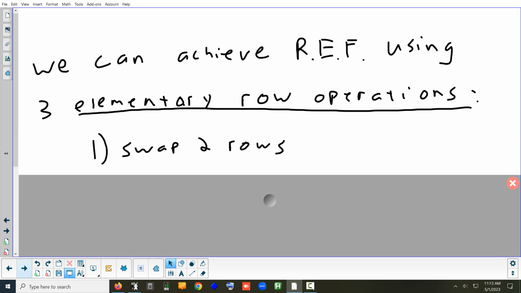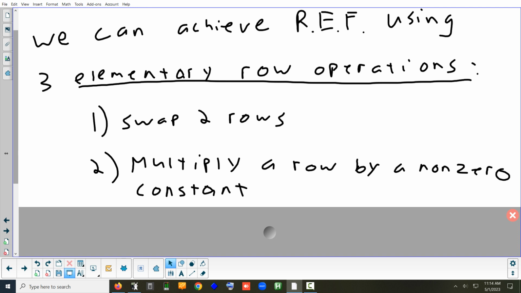Well, one thing you can do is you can take any two rows and you can swap them. Swapping rows in a matrix will not mess up the final answer. Okay, you can't do anything that would mess up the final answer. Swapping rows will not. So that's okay.